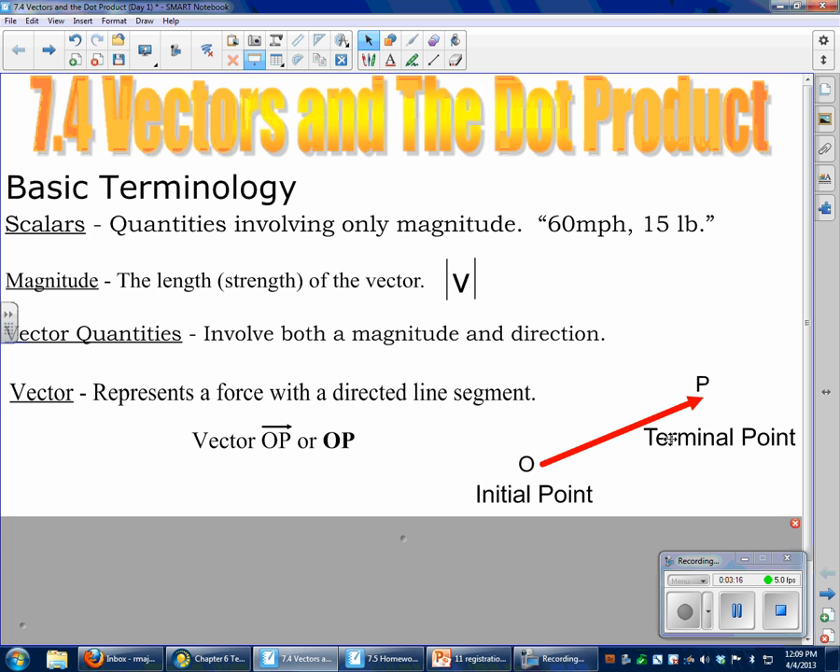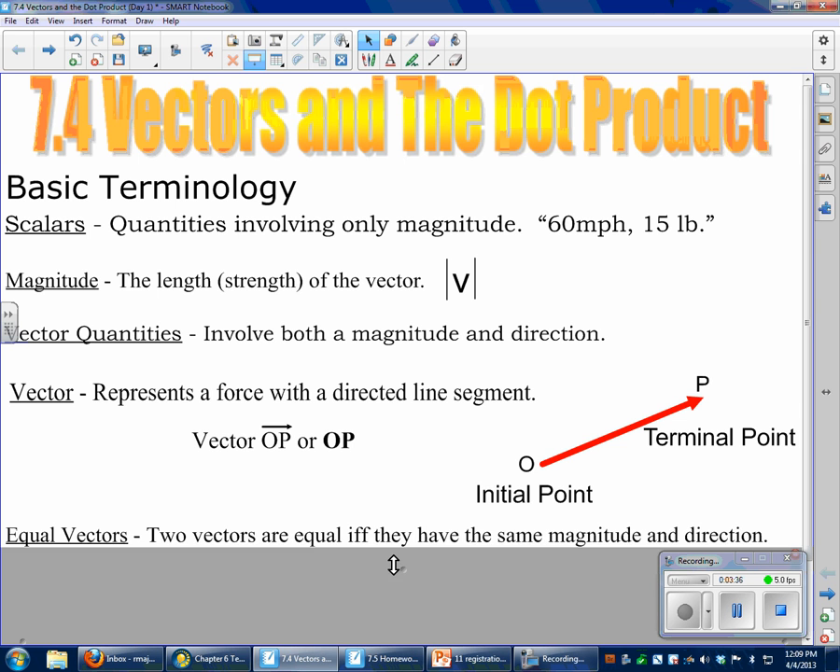The terminal point allows us to determine the direction. So it starts here at O and goes through point P, and because we know where it starts and which point it heads towards, we are able to come up with the direction, and then the length of that vector represents its magnitude.